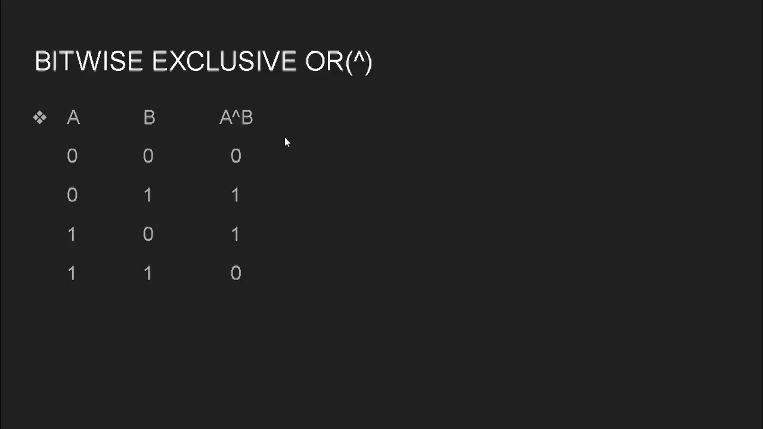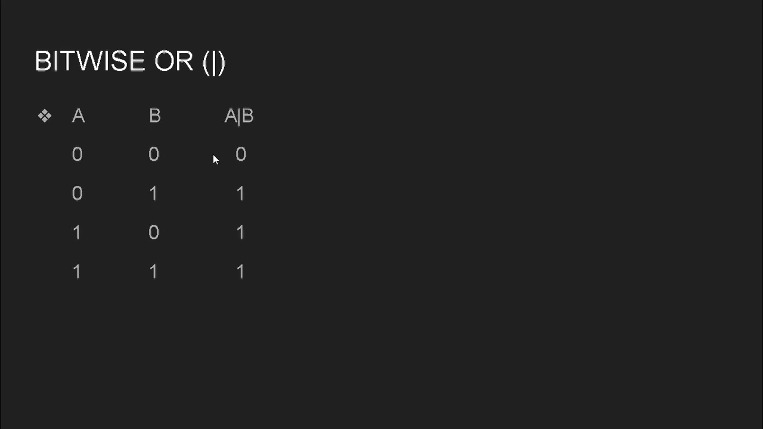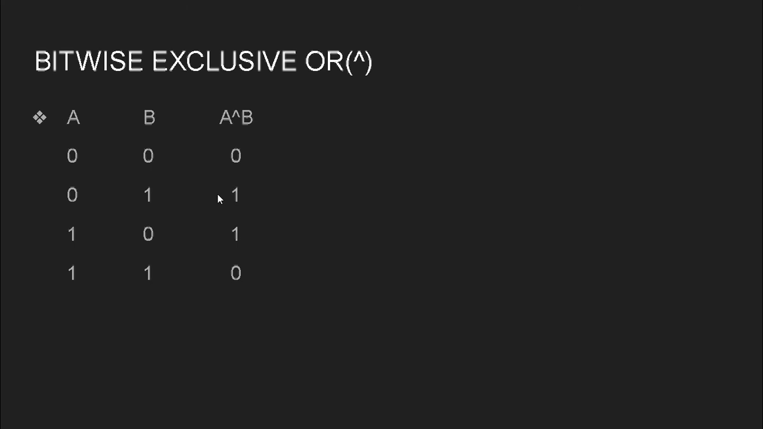Then bitwise exclusive OR. We can even call it XOR here. It is denoted by this symbol. Now this is slightly different from this OR. Here the concept followed is that when exactly one of the inputs is 1, it is going to produce the output of 1. Now let us look at the truth table and try to understand it better.